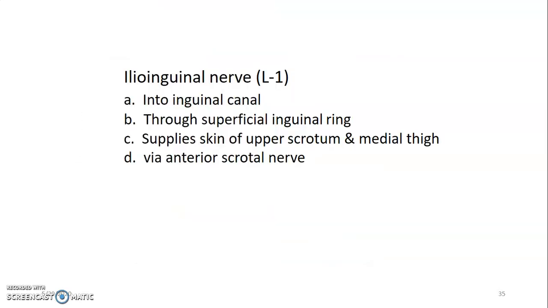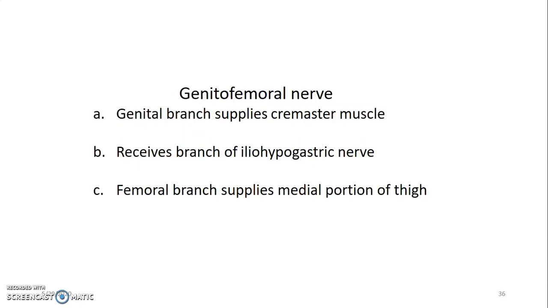Ilioinguinal nerve generally supplies skin over the scrotum and the medial thigh, while genitofemoral nerve has a genital branch and a femoral branch. The femoral branch supplies the medial portion of the thigh, while the genital branch supplies the cremasteric muscle.